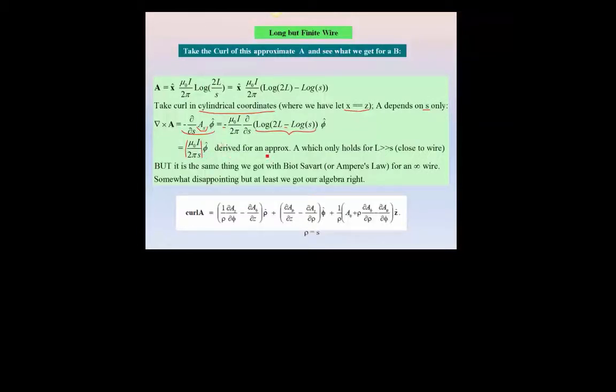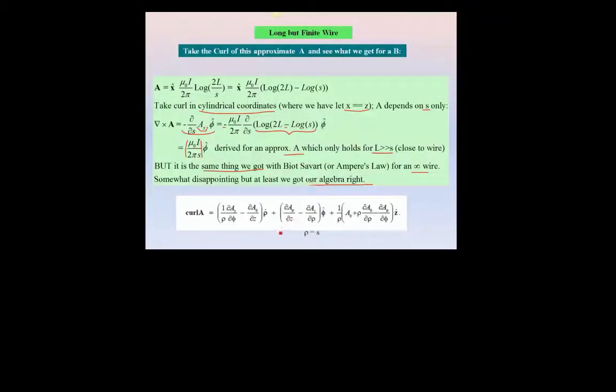This was derived for an approximate A, and in principle it only holds for L much larger than S, and that's what we meant by close to the wire, where S is small compared to L. But surprisingly, it's the same thing we got from Biot-Savart or Ampere's Law for an infinite wire. It's somewhat disappointing, but at least the fact that we only got an approximate value and that this turns out to be correct shows that we got our algebra correct.